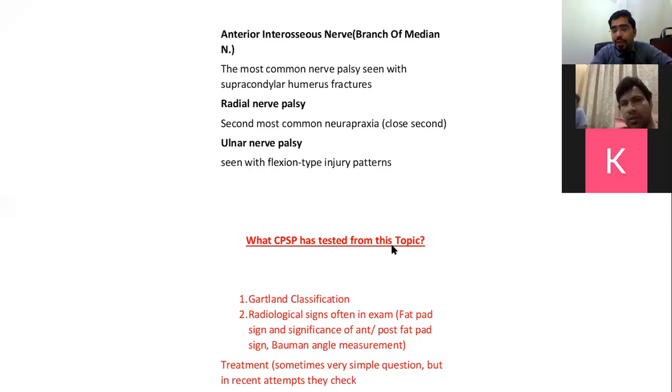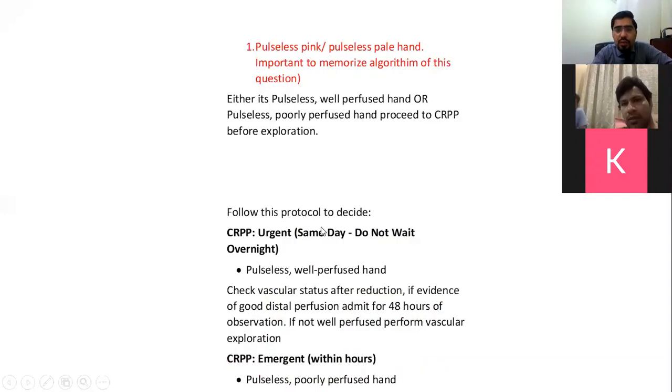And treatment, sometimes a very simple question about the supracondylar fracture, and sometimes they ask a question of pulseless hand. Even in my exam there was a question of pulseless hand after reduction. So I have shared one algorithm over here. Pulseless pink, pulseless pale hand, it is very important. It is important to memorize the algorithm of this. And what is the protocol?